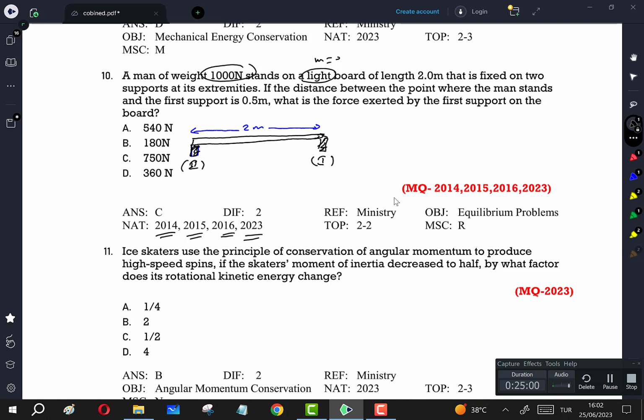The man is 0.5 meter from the first support, so I am going to indicate a distance, which is 0.5 meter. We use blue color for this. So 0.5 meter away from the first support, there is someone standing on the board. This person, of course, will be exerting a force, gravitational force on the board, Fg, which is 1000 newtons.